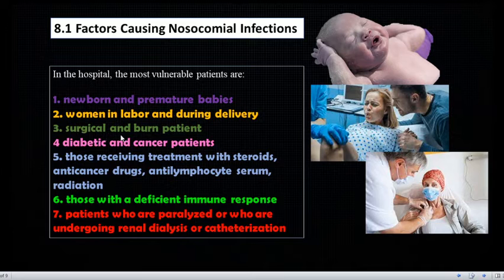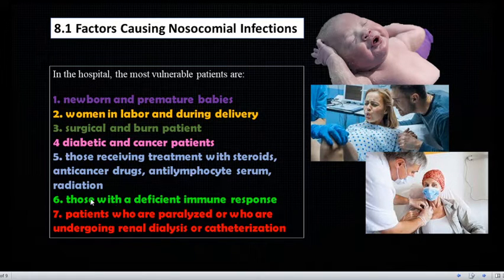Number 3, surgical and burn patients. Number 4, diabetic and cancer patients. So, why diabetic and cancer patients? Because they are undergoing therapy. And individuals undergoing therapy are very susceptible to nosocomial infections. Number 5, those receiving treatment with steroids, anti-cancer drugs, anti-lymphocyte serum, and radiation. Number 6, those with deficient immune response.